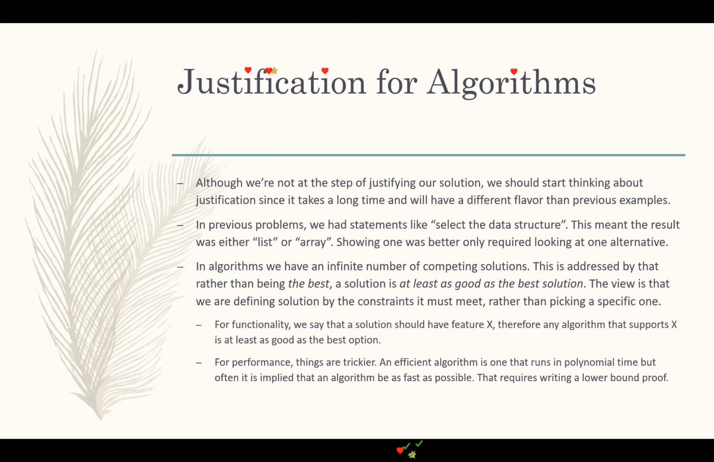Now, when we pick our metrics, some of our metrics are going to be for functionality, or correctness. Some of them are going to be for performance. For functionality, we're basically going to say that the solution should have feature X.